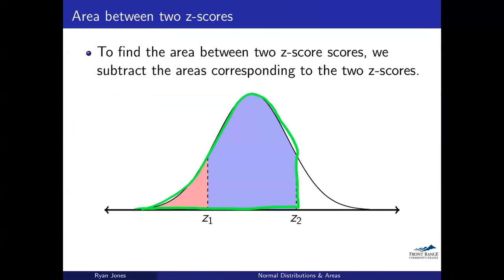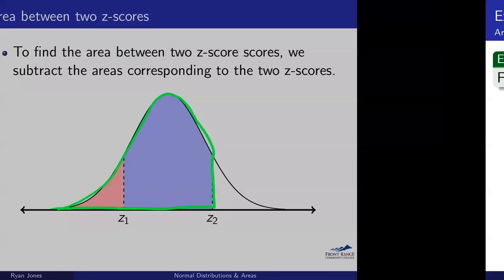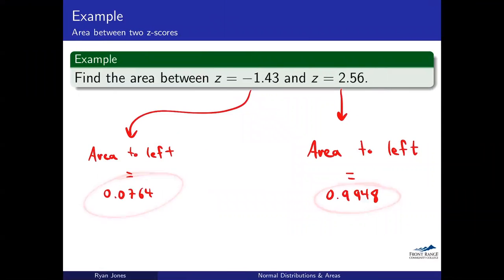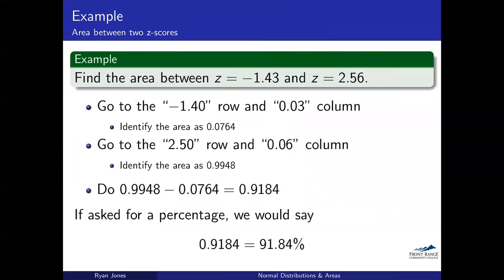And now remember, all we're doing is taking this area all right here, which we found, the 0.9948, and subtracting off this area, which is the 0.0764. So we take these and we just subtract them. If we go ahead and do that, we're going to get 0.9184, 91.84%.